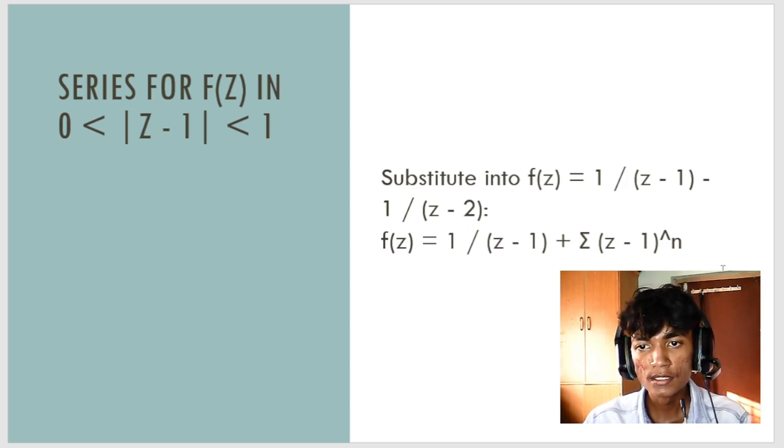Series for f(z) in the region 0 < |z - 1| < 1. Substitute into f(z) = 1/(z - 1) - 1/(z - 2). That gives f(z) = 1/(z - 1) + Σ (z - 1)^n.